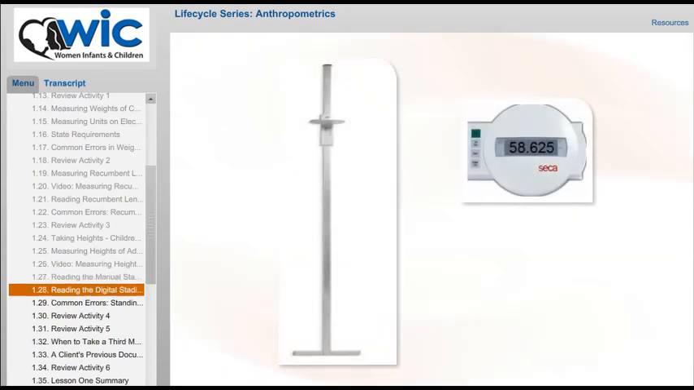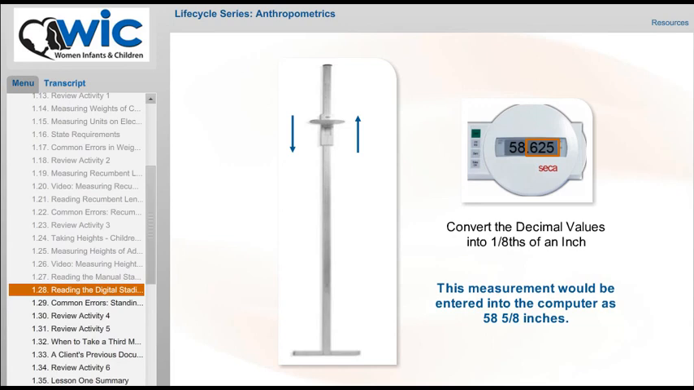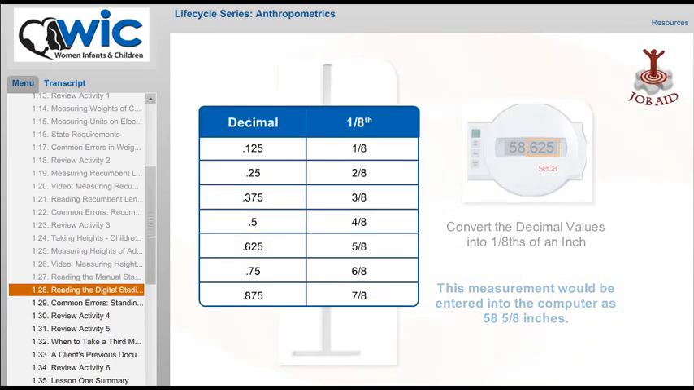Digital stadiometers make taking heights pretty easy. Just move the headboard up and down and the measurement adjusts on the display. Easy stuff. However, since this is a digital display, you'll need to convert the decimal values into eighths of an inch. The following table will help you do that. We've included it in the job aid too.